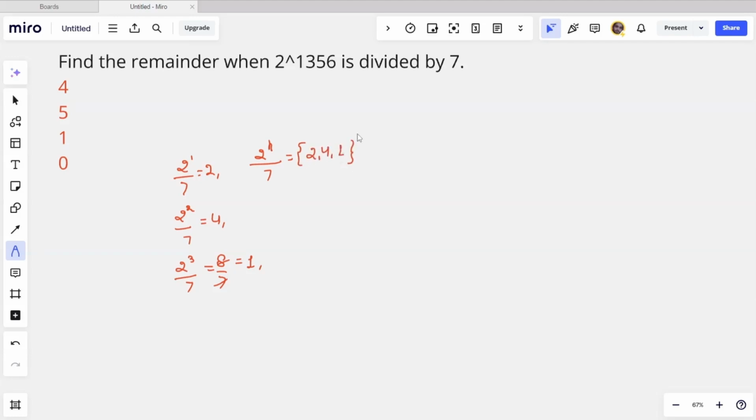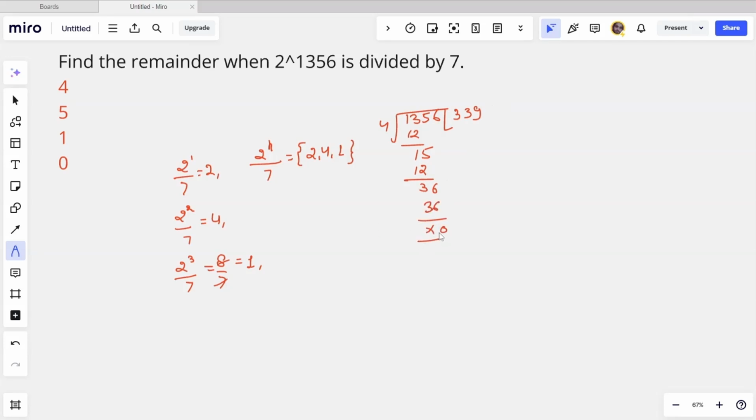Now, we have power 1356. So we will divide the power by 3 because we have 3 elements in our remainder cycle. So 1356 divided by 3. 4 threes are 12, it will be 1 and 5. 4 threes are 12, 3 sixes are 18... and 4 nines are 36, it will become 0.